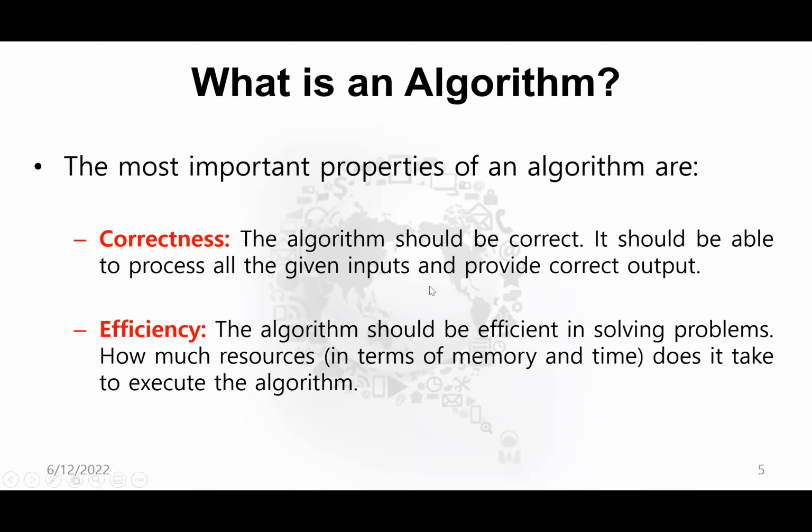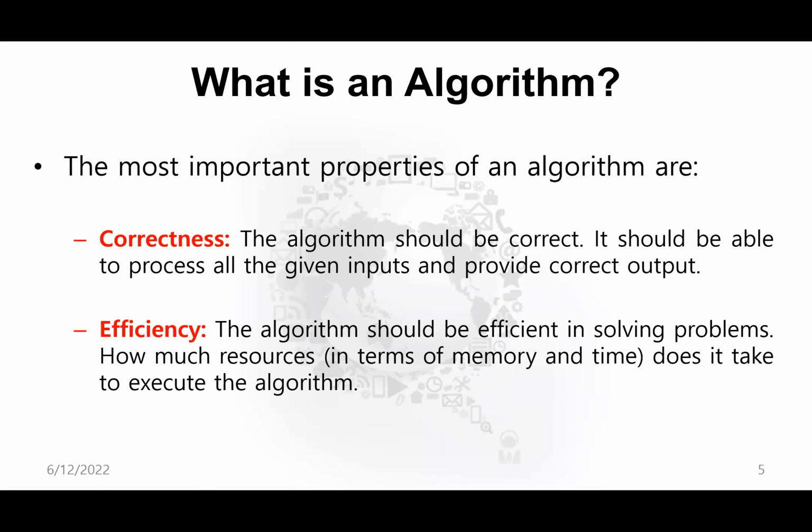The second one will be the efficiency of your algorithm. It's also very important, whereby your algorithm must be very efficient when you use it to solve the problem. For example, efficiency here we measure in terms of the memory and time it takes to execute the algorithm. We don't want to have an algorithm whereby, even though your algorithm is correct, it is not efficient.